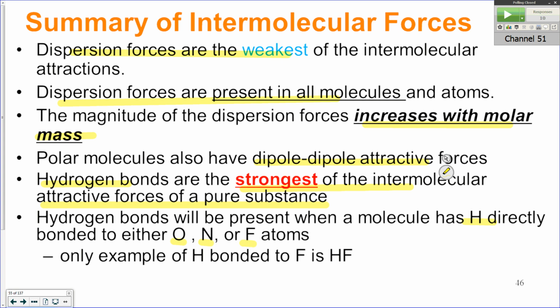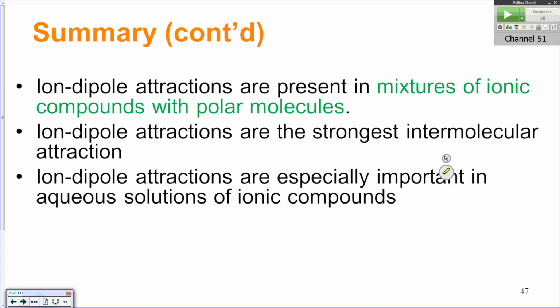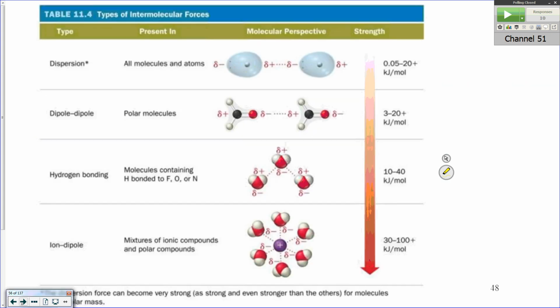And the only example we have with the HF combination is the molecule of hydrogen fluoride, or hydrofluoric acid, since that's the only combination that can achieve that. The ion dipole attractions are present in mixtures where we have ionic compounds with polar solvents. And the ion dipoles are the strongest of the intermolecular forces. I'll show you a number comparison on the next page. And those are critical things that control the solubility of ionic compounds in systems.